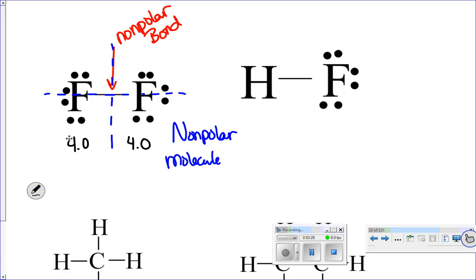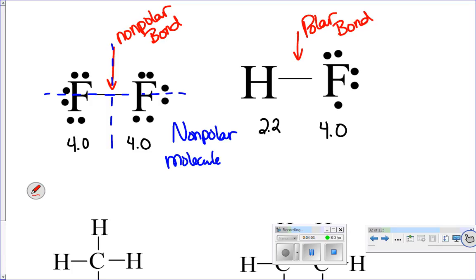Now, if I swapped out one of those F's for an H, all of a sudden this changes things quite a bit. My electronegativity for fluorine is 4.0. However, my electronegativity for hydrogen is only 2.2. What this actually means is fluorine is pulling electrons towards itself in an uneven fashion. Hydrogen's not as good at holding on to electrons as fluorine is. So what this causes is a polar bond.